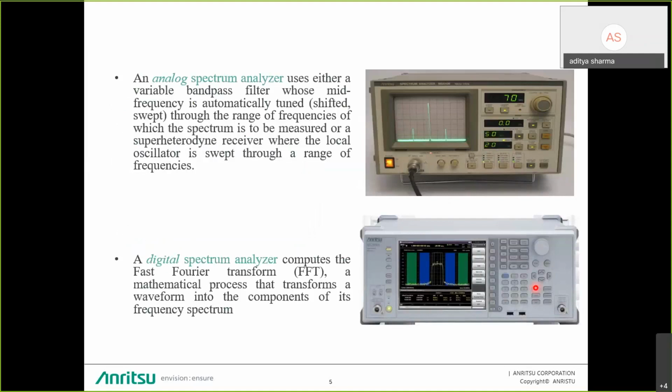An analog spectrum analyzer is based on the principle of the superheterodyne receiver, also known as swept receivers. It uses either a variable bandpass filter whose mid frequency is automatically tuned through the range of frequencies over which the spectrum is to be measured, or a superheterodyne receiver where the local oscillator is swept through the range of frequencies. So if a user is working on a particular band, the frequency is swept along that band to give the respective display of the spectrum. In a digital format, it takes the signal, converts it with an A to D converter, and then performs the mathematical calculation of FFT. It transforms the signal into Fourier FFT format and then displays it in a simple form.